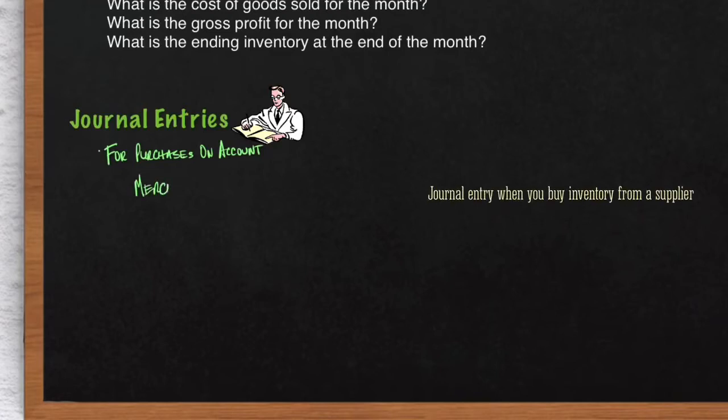You're always going to debit merchandise inventory as we are assuming that this is a perpetual inventory system. So we're going to increase our merchandise inventory for a certain amount, and that amount is based on the cost that you're getting the inventory for. You credit accounts payable because it's on account. That's going to be for the same amount as the merchandise inventory.